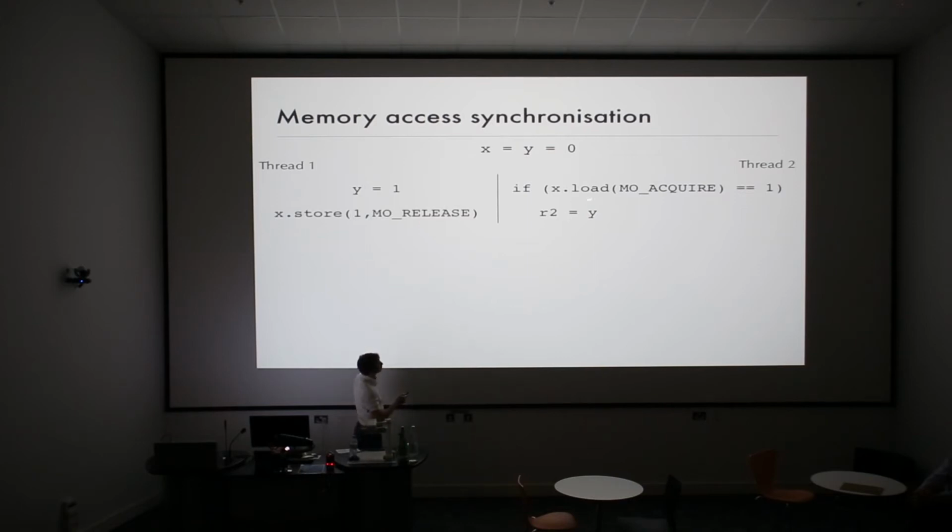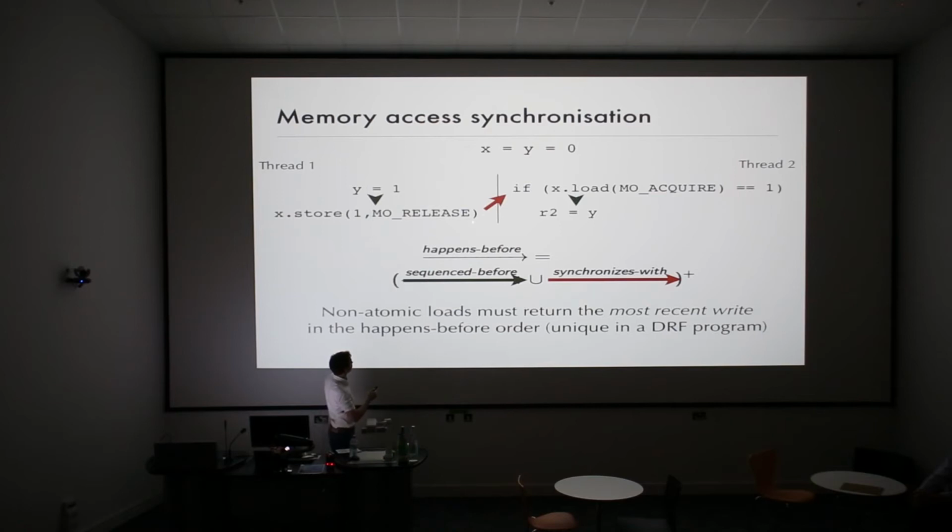And you have the other thread which checks: has the flag been set? If it has been, then I can safely access the message. How does it work? If we declare the store to the flag as release and the load of the flag as acquire, then the standard says that between the two accesses, you get a synchronized-with relation. So whenever you have an acquire load that reads a value written by a release store, you get a synchronized-with relation between the two events.